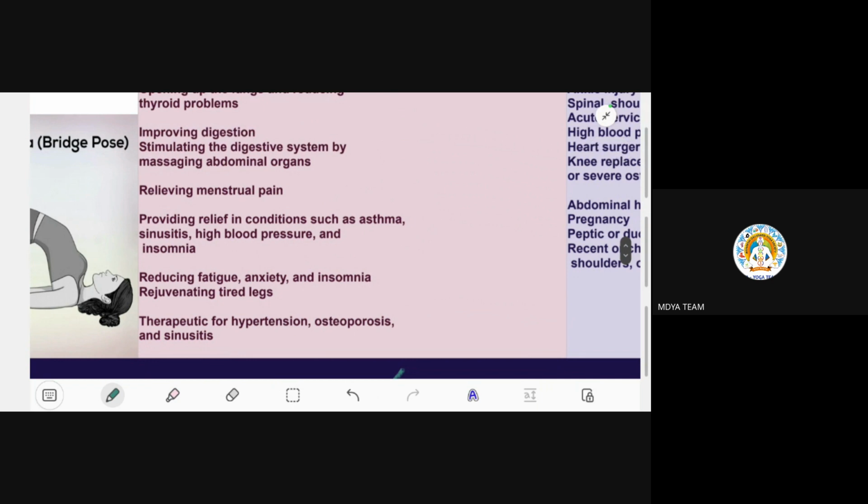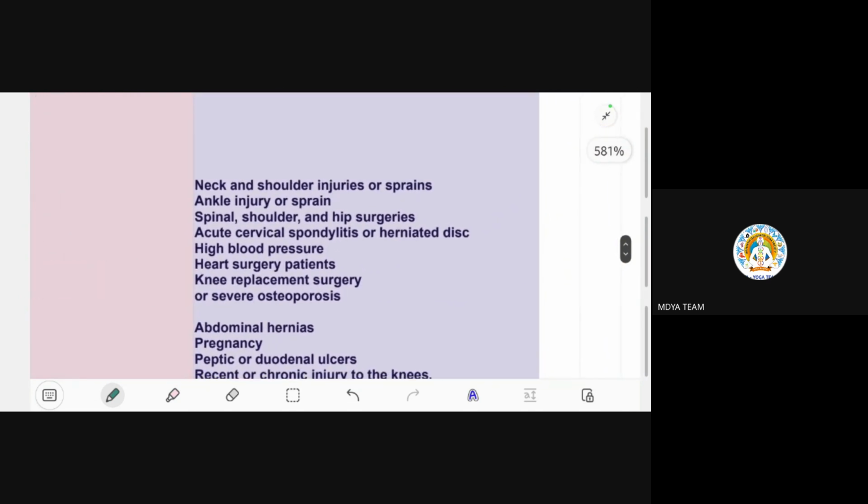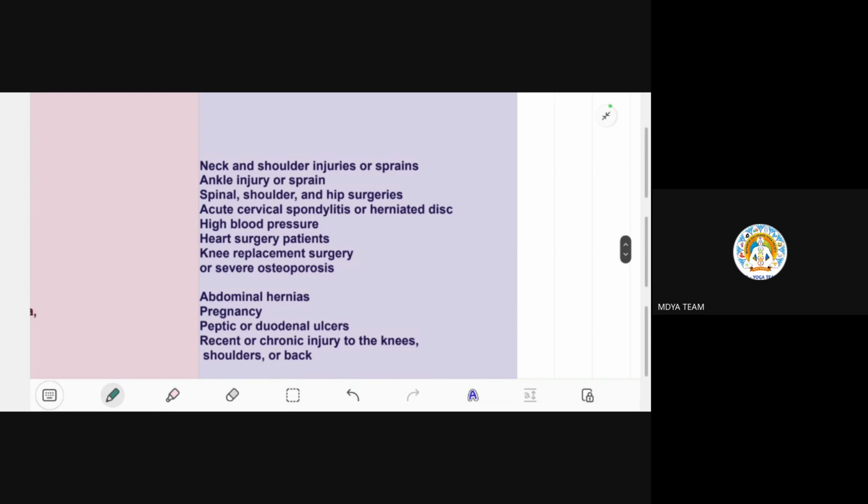Okay, therapeutic for hypertension, osteoporosis and sinusitis. What could be the contraindications? Again, the neck problems, the areas which are compressed. Always think about those areas that could be injured, or where surgery has been done. Then that will be counted as a contraindication. Sprains, ankle injury and sprains, shoulder and hip surgeries, acute cervical spondylitis, or herniated disc, high blood pressure.